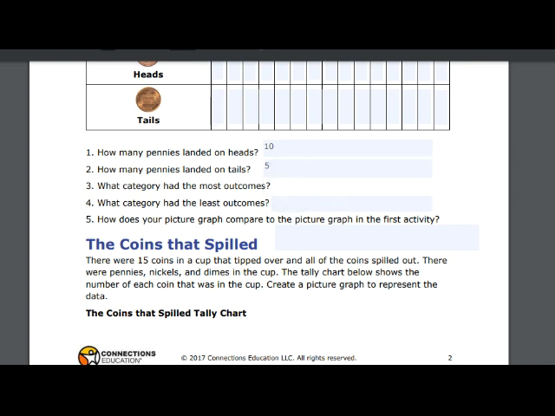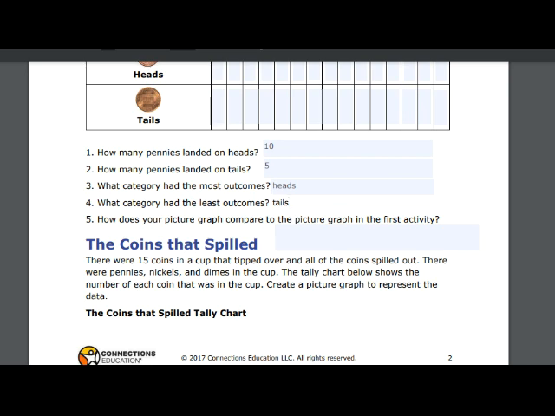Now we're looking at those two words again, most and least. What category had the most outcomes? For me, it was heads. What category had the least outcomes? Remember, that's the smallest. Tails.